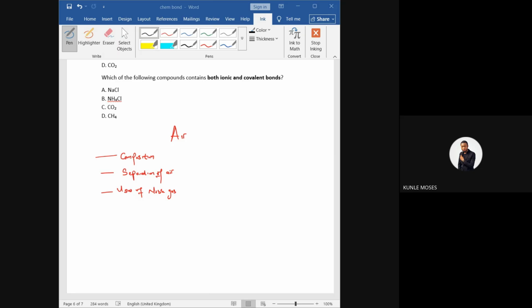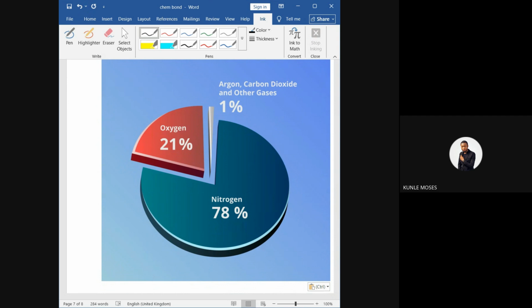So next class we start with air. So the composition of air, let me give you this diagram. You can just look at it. You can see the percentage of nitrogen, about 78%, oxygen about 21%, and every other gas, they're just 1%. So in case they ask for the components of air, we have 78% nitrogen, 21% oxygen, and 1% for every other gas.